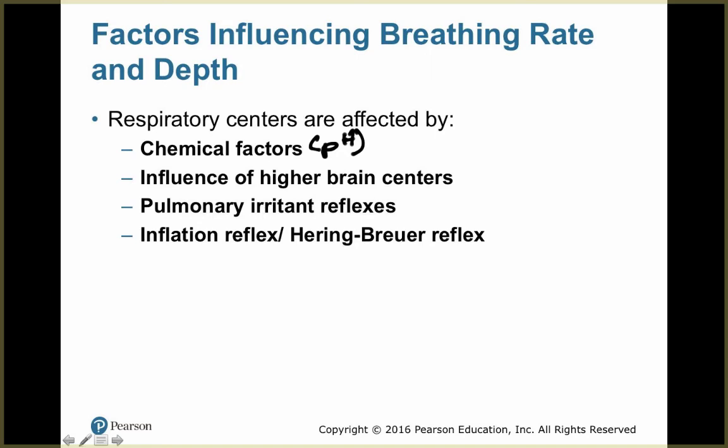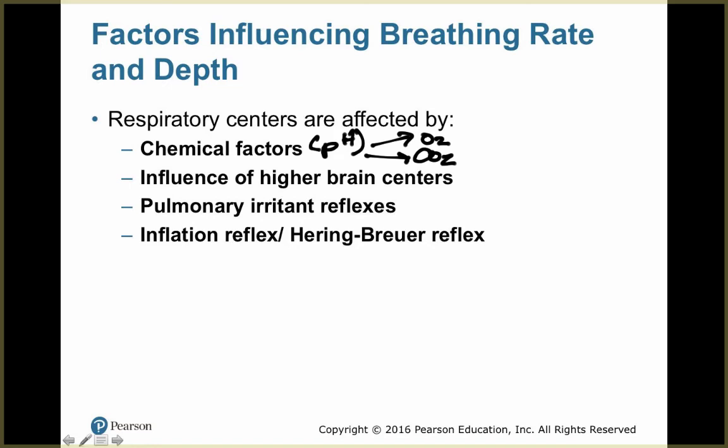There are central chemoreceptors that are located throughout the brainstem. There are peripheral chemoreceptors found in the aortic arch and the carotid arteries. And essentially what they can do is they can look at changing levels of O2 or CO2, mostly CO2, right?